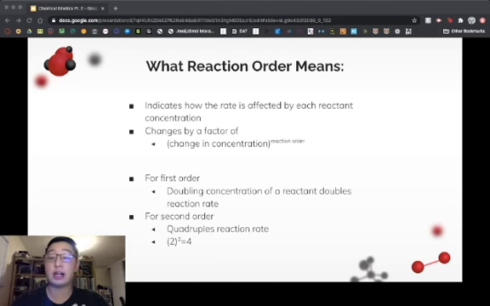For second order, doubling the concentration would cause the reaction rate to quadruple, because 2 to the power of 2 is 4. And then similarly, tripling the concentration causes a 9-fold increase, because again the concentration is squared. You can also occasionally see third and fourth order reactions, but it's not very common, and basically the only ones you really have to worry about are 0, first, and second order.